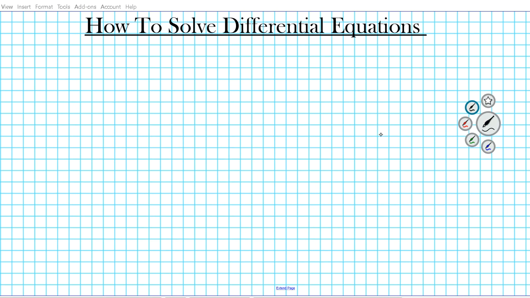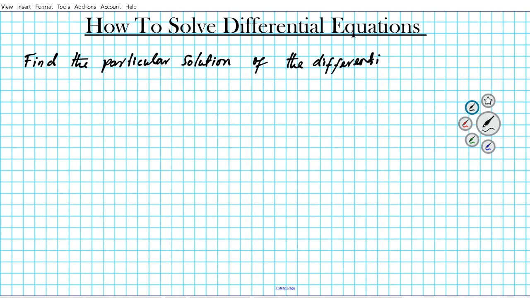Alright, the instruction for the example that we're working on in this presentation is to find the particular solution of the differential equation with the given initial condition, okay?